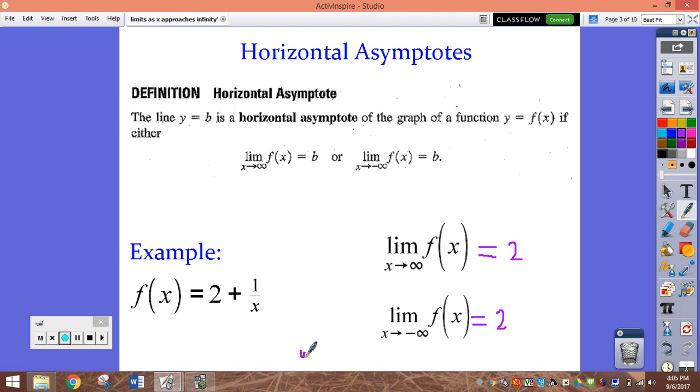So y equals 2, you have to forgive my handwriting here. I'm drawing with the finger pad on the laptop. So that is our horizontal asymptote, because that is the finite value that the limit as x approaches positive or negative infinity approaches.